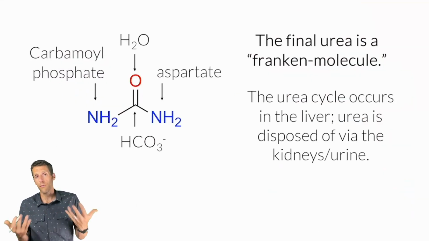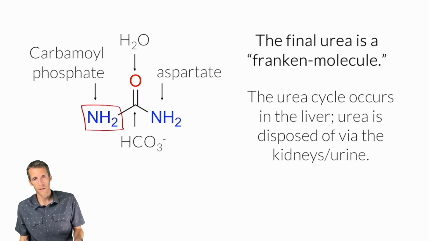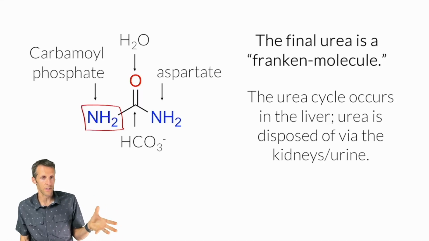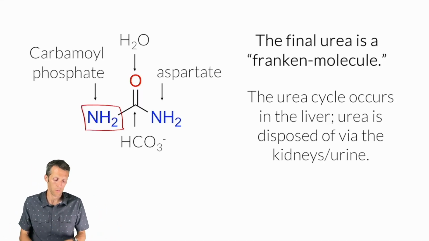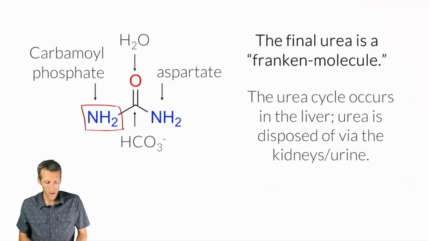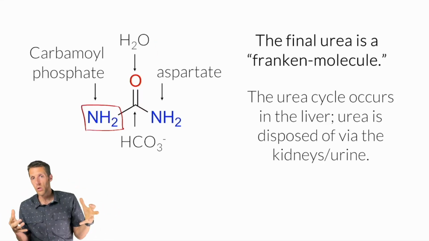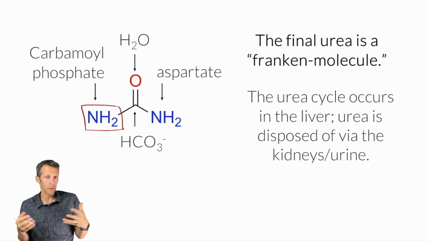The final urea is a Franken molecule. So it has this amide right here, which is derived from the carbamyl phosphate. So this comes from whatever, say, amino acid. Go back here, right? That's the part that goes up through this whole complicated thing and then gets dumped into the urea cycle. We get one nitrogen from an aspartate. We've got HCO3 minus as the carbon, and then oxygen's coming from water, right? So this is this molecule that we've glued together to make the nitrogen less toxic.